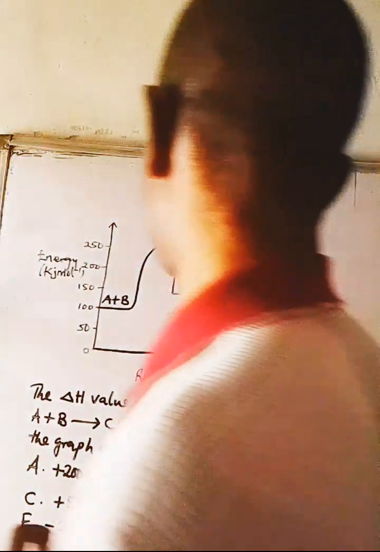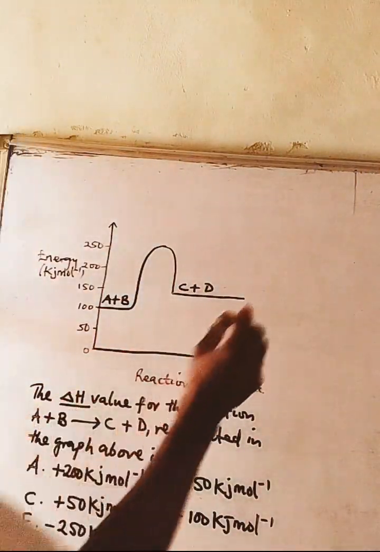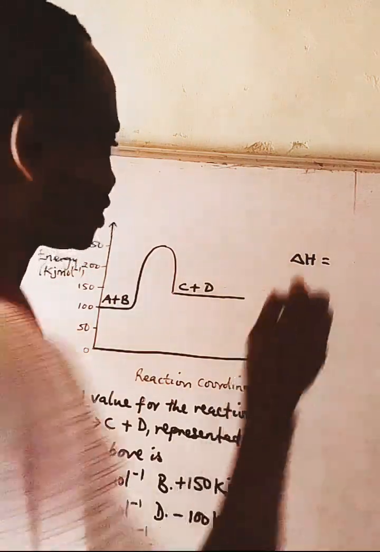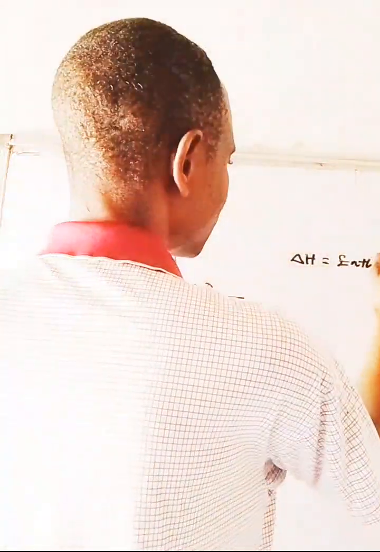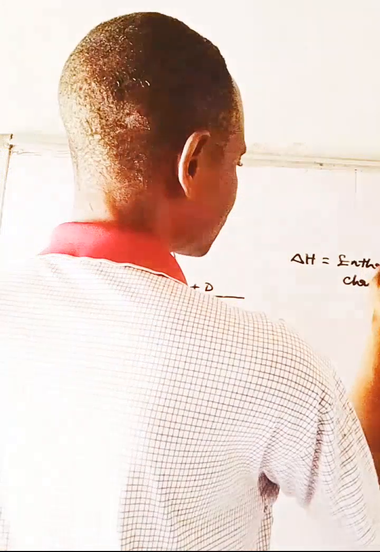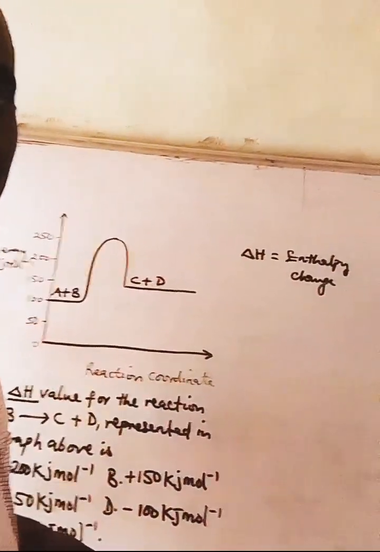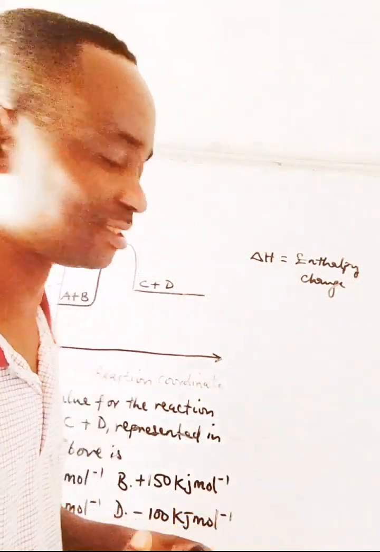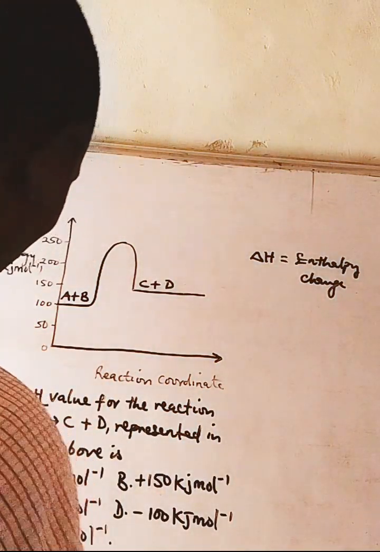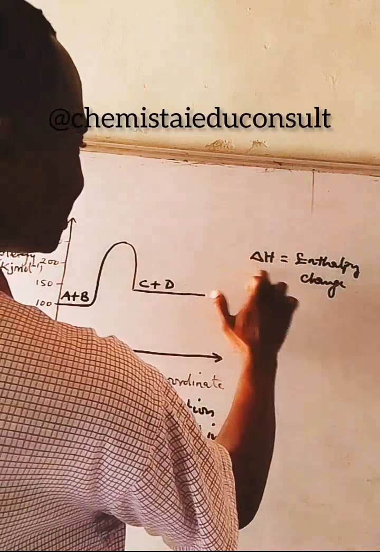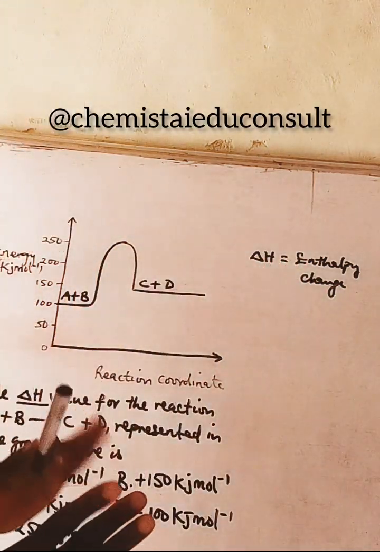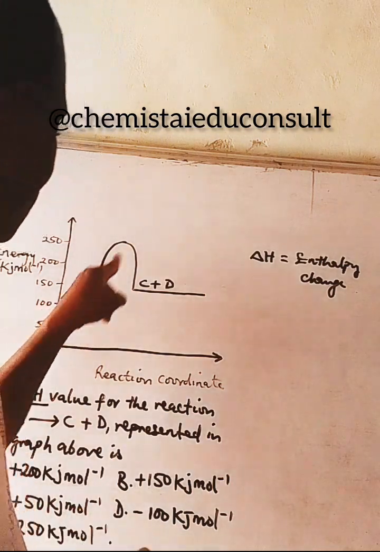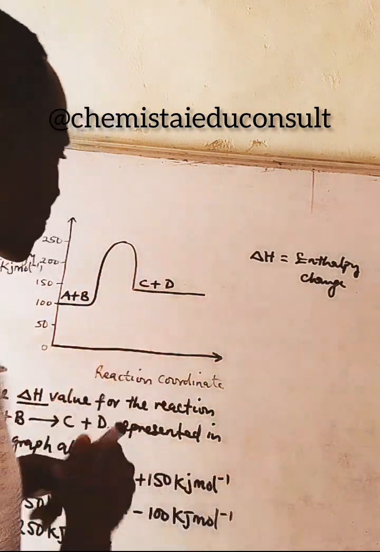Now, delta H means enthalpy change. Enthalpy change can mean heat change during the reaction. The heat change during this reaction. So the question is saying the heat change during this reaction is what? Now, if you study this diagram, you will see that the heat change is positive.